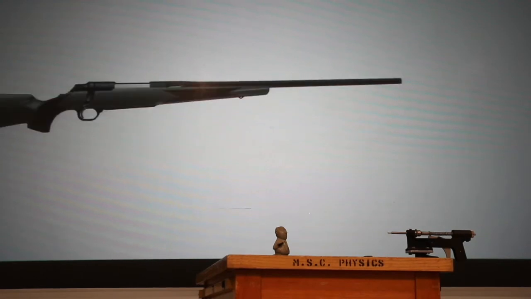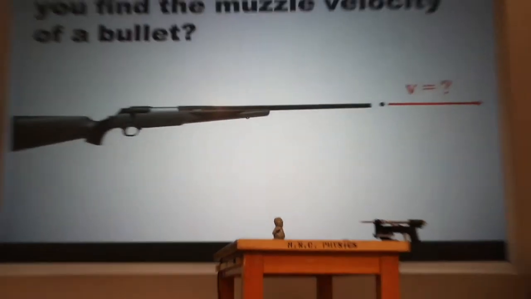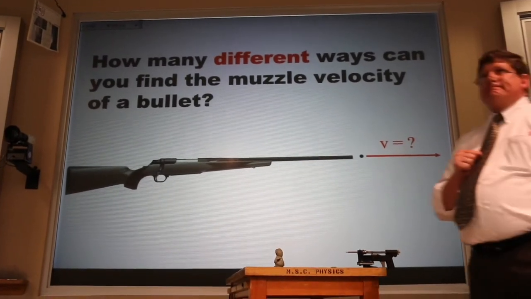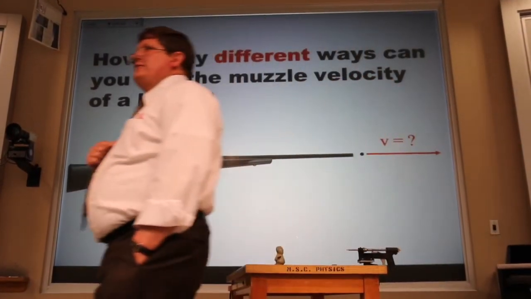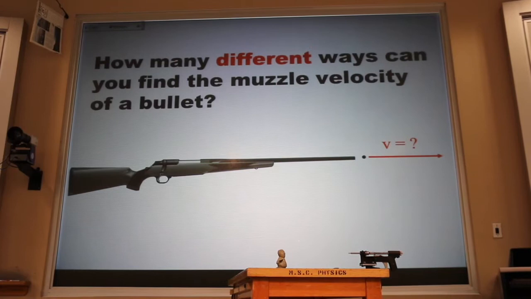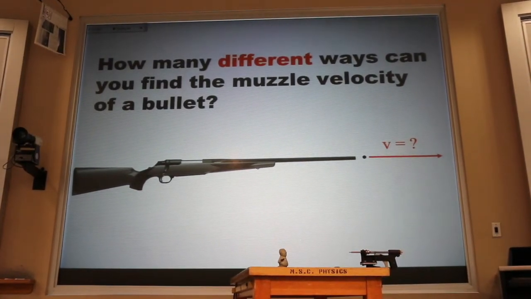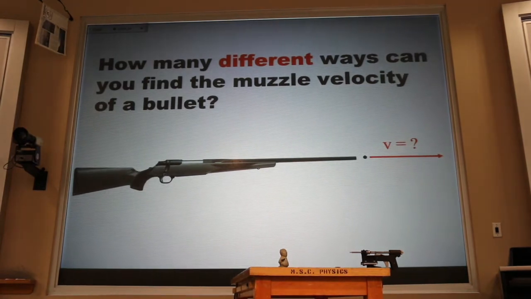Anyway, if you wanted to calculate how fast the bullet was traveling when it left that barrel, how many different ways could you do that? Be creative. Talk to your neighbor. Come up with at least 4 or 5 different ways.